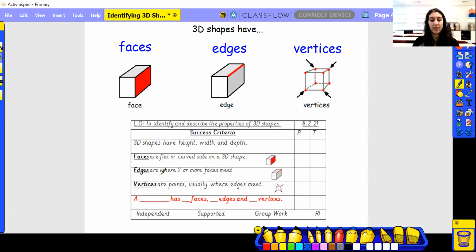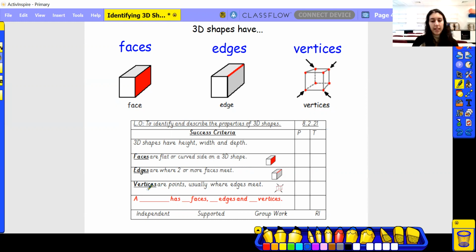Edges then. Edges are where 2 or more faces meet. Let's say that together. Edges are where 2 or more faces meet. So you can see here, this is a face and this is a face, and they've joined together to create an edge. There you go. So an edge is almost like a line that you can run your finger across. Now again, they could be straight or they could be curved, like you can see on this one. So this is a face and this is a face, and they meet at an edge.